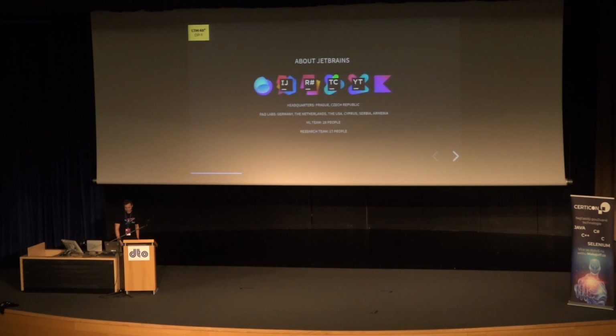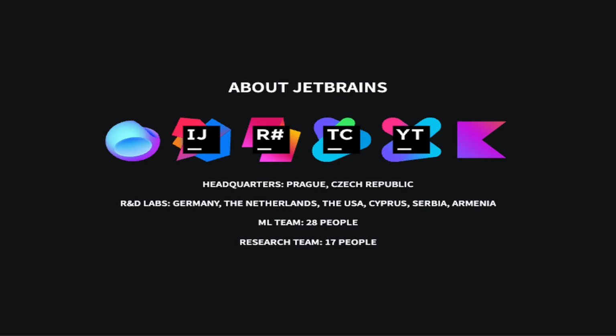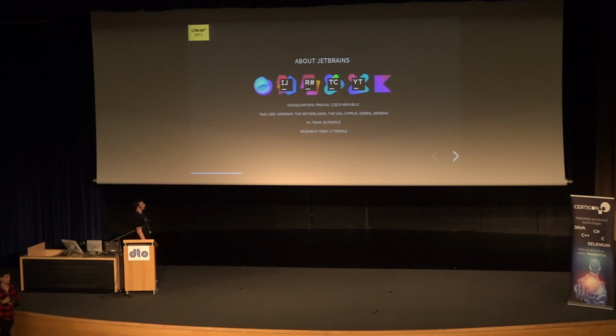So about JetBrains. Basically, we're creators of the following tools, as you see on the screen. Actually, how many people don't know what JetBrains is? Okay, so everyone knows what JetBrains is. Awesome. Our headquarters are actually in Prague, so pretty close. Machine learning team accounts for 28 people, and the research team 17 people. They're researchers. They don't work with code, but also devote their time to machine learning.